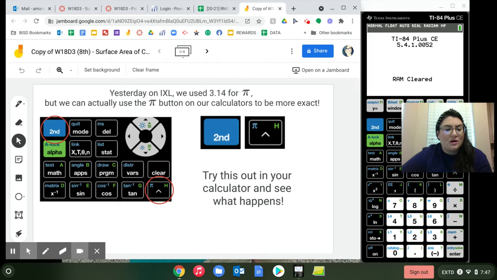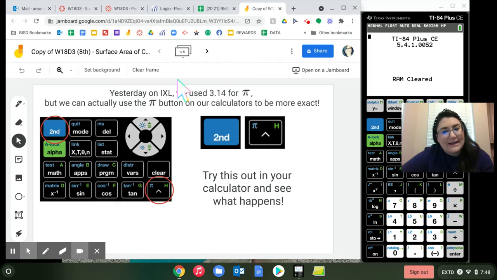Today, we are looking at surface area of cylinders. I know that you watched a video on YouTube over cylinders yesterday and did some IXL. I know that was the third thing in your list. So if you didn't get to that, you'll get to work on that on Friday. Regardless, today I'm going to go over surface area of cylinders, and you have a worksheet that goes along with it. If you're online, then you have this Jamboard.